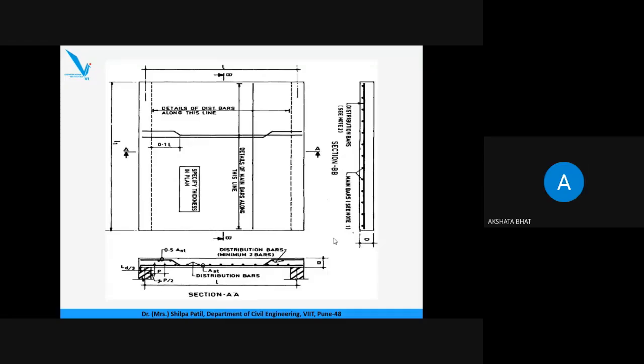Is it clear? Ma'am, yes. Ma'am, for the bent up spacing that is given as 0.1 L, should the L be L effective or the center to center distance between supports? L effective. Okay.